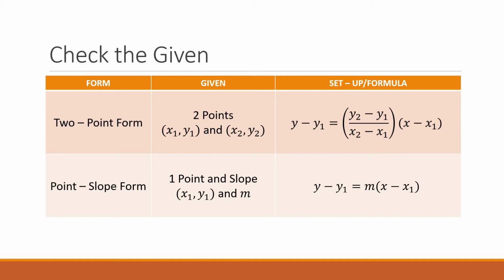While if the given is one point and a slope, therefore you're going to use the point-slope form, where the given is x sub 1, y sub 1, and the slope. So the setup or formula would be y minus y sub 1 is equal to m times x minus x sub 1.